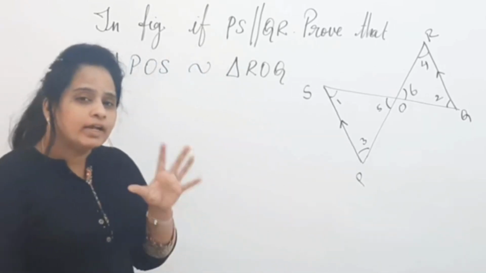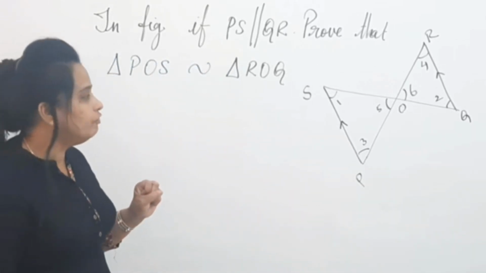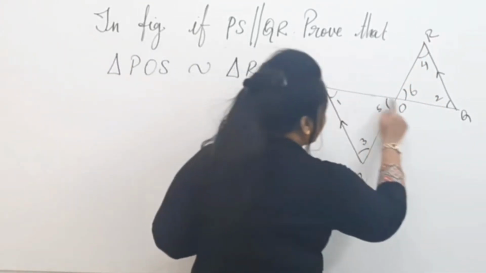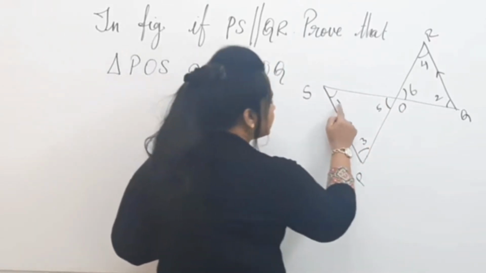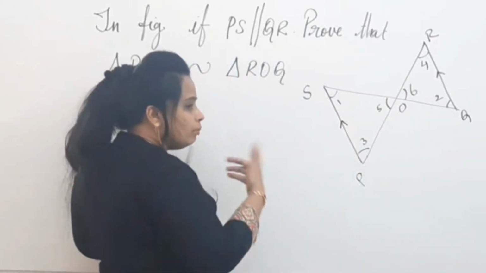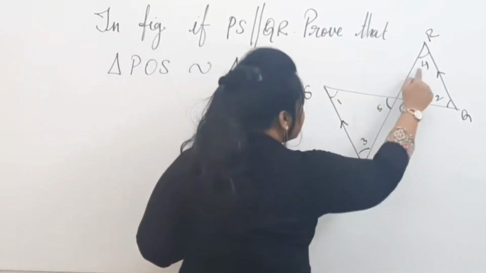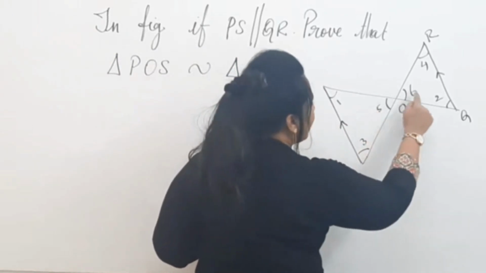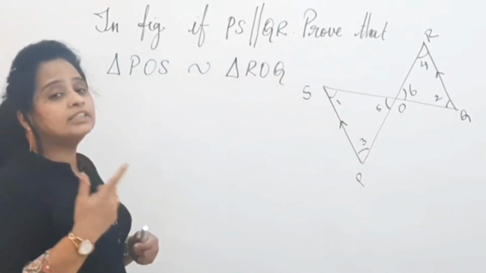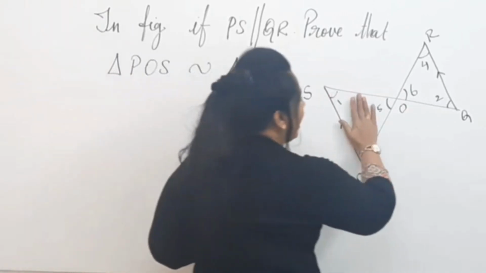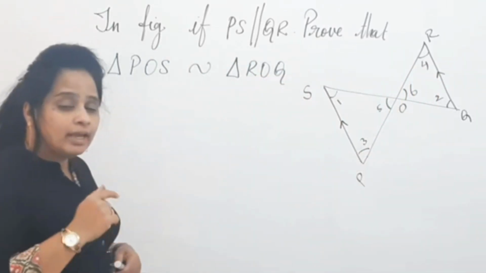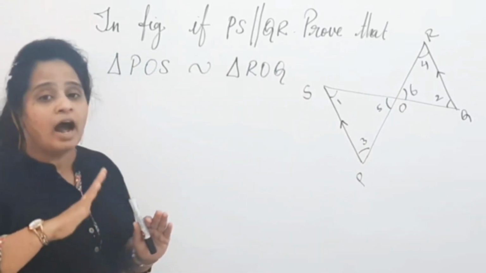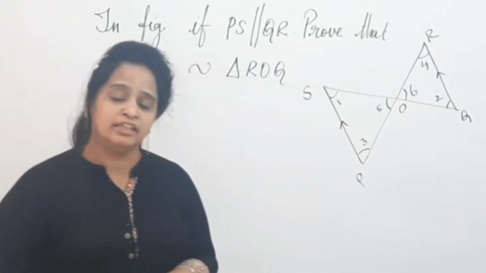Now, what we require, we will pick up from the figure. You see here, PS is parallel to RQ. That means SQ is the transversal. I can say angle 1 is equal to angle 2 because they are alternate interior angles. Angle 3 is equal to angle 4, that's also an alternate interior angle. And angle 5 is equal to angle 6. Why? Vertically opposite angles. All three angles are equal. It implies the two triangles are similar under the AAA criterion.